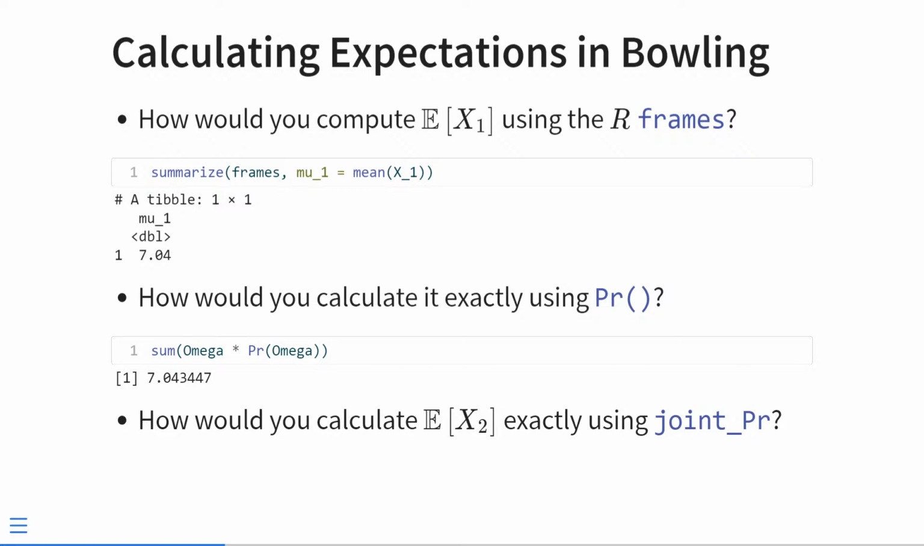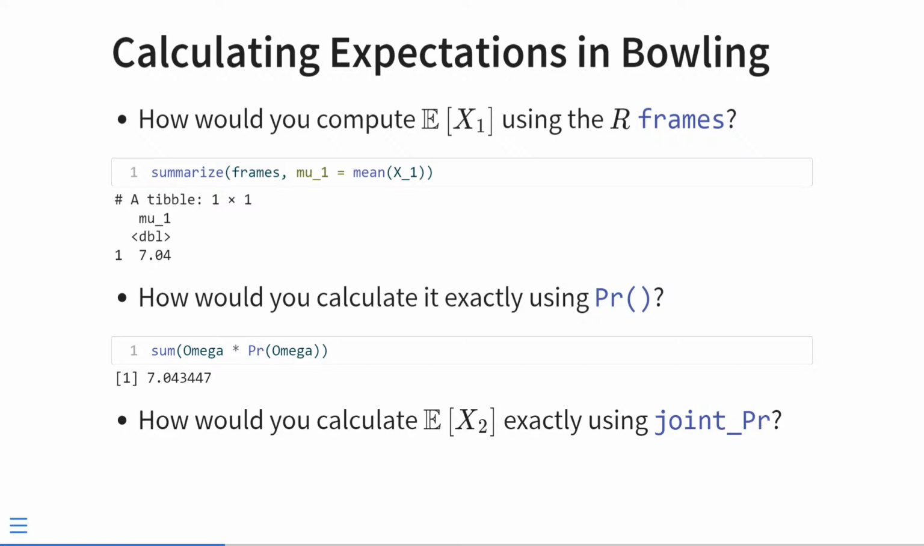But the expectation is a probability weighted sum of omega. And so you can think of this as the population average for this bowler in terms of the number of pins knocked down.